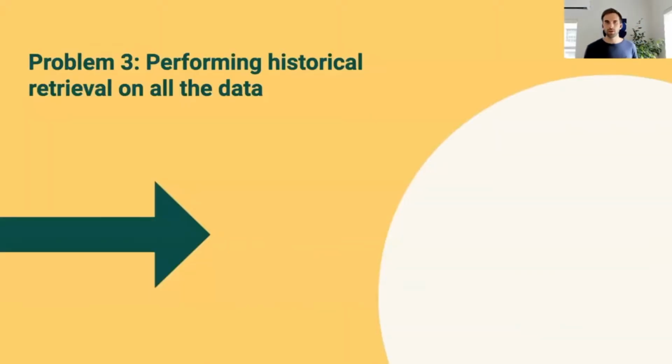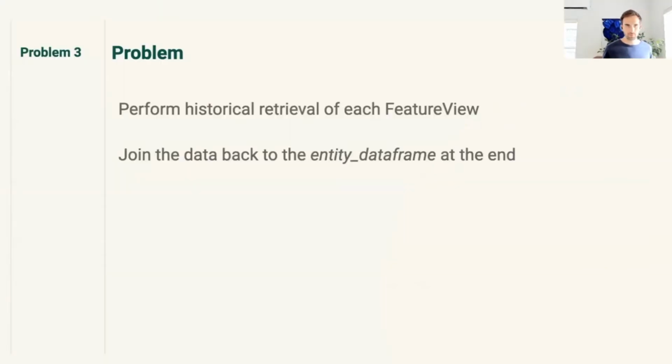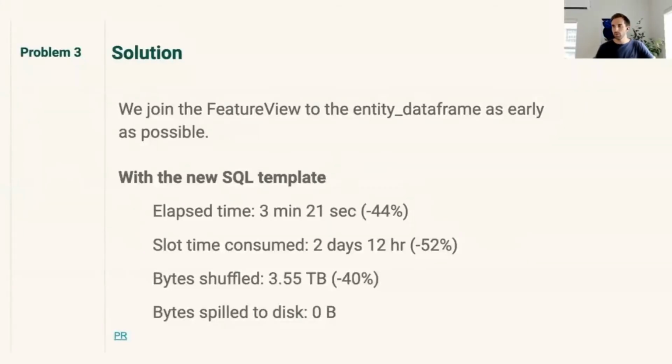The third problem was a bit tricky, but basically we were performing historical retrieval on all the data whatsoever. So here, first, we perform historical retrieval on each feature view and then join the data back to the entity data frame, which means that if you only need a sample of your data, let's say an entity data frame containing 10 drivers, you will still end up performing the historical retrieval of all the data for each feature view. So as you might guess, the solution here is to do the other way around, to join the feature view to the entity data frame as early as possible. By doing so, on our use case, we ended up consuming half of the resources than before.